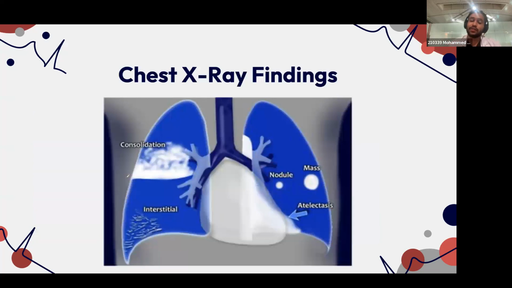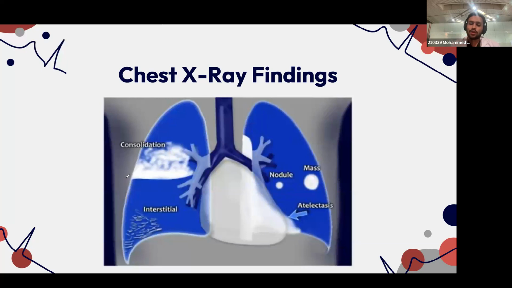Now, we're at the very end. We're going to go over some important radiology concepts, and we're done. So the most important things in radiology X-ray are consolidation, interstitial markings, atelectasis, nodule, and mass. Nodule and mass, I've already covered. A nodule is less than 3 centimeters, a mass is larger.